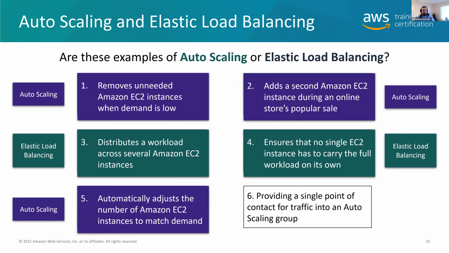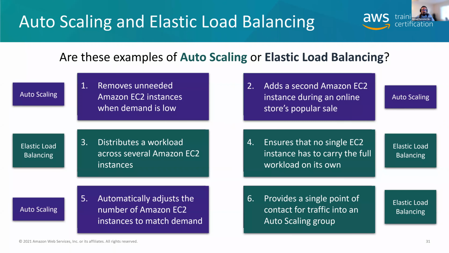Good. This last one's a little bit of a gimme because it contains the name of one of the two options. So that means that automatically it's excluded, right? Providing a single point of contact for traffic in an auto scaling group. I'm not going to insult your intelligence. You obviously know it's an ELB, just by elimination, right? Good.